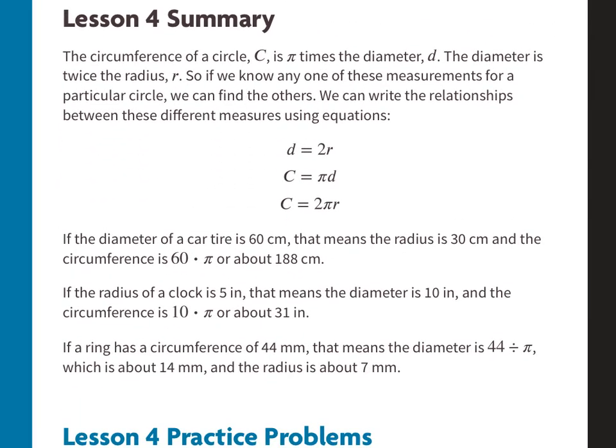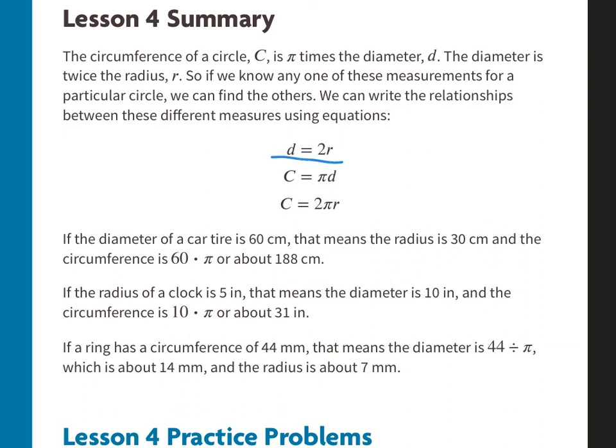Okay, so looking at the summary, it actually talks about the formulas, which we've already talked about. It says the circumference of a circle C is pi times the diameter D. The diameter is twice the radius r, so we know that any one of these measurements for a particular circle, we can find the others. We can write the relationships between these 2 different measures using these equations. So these are all the equations for a circle so far that we've talked about.